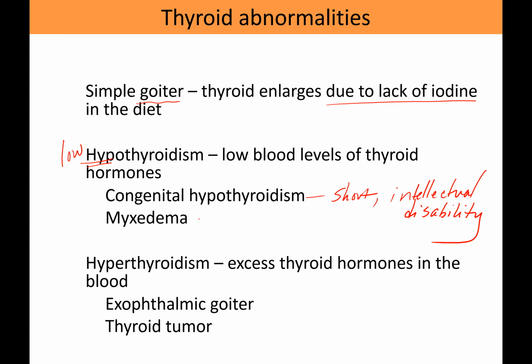Myxedema is the adult form of this. So again, the congenital is the infant or child form, and then the myxedema is adult. My husband has this on his side of the family, and some of the symptoms that are most common, they're extremely lethargic, just really a lack of energy. They could have some unexplained weight gain.